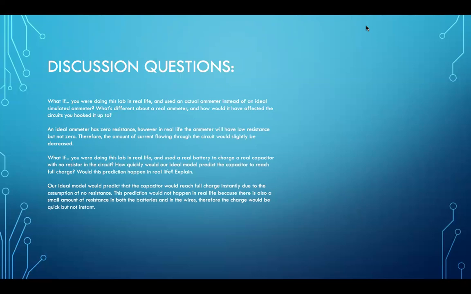What if you were doing this lab in real life and used a real battery to charge a real capacitor with no resistor in the circuit? How quickly would our ideal model predict the capacitor to reach full charge? Would this prediction happen in real life? Explain. Our ideal model would predict that the capacitor would reach full charge instantly due to the assumption of no resistance. This prediction would not happen in real life because there is also a small amount of resistance in both the batteries and the wires. Therefore, the charge would be quick but not instant.